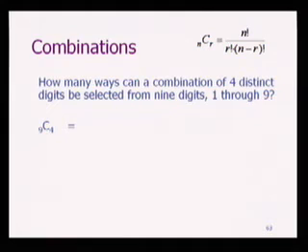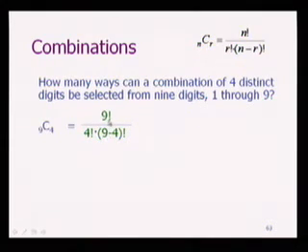To do this problem, first of all, I have to figure out what n is and what r is, so I can plug those numbers into the formula. n is 9, because I have 9 different digits in total. And r is 4, because I'm going to select 4 distinct digits. Okay? So with that, I just plug those numbers into the formula. n is 9, r is 4.